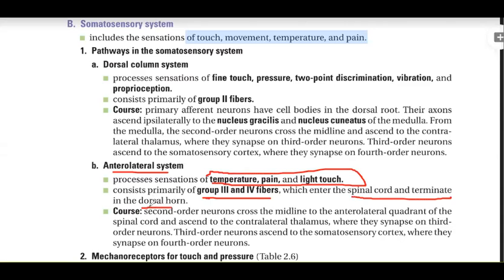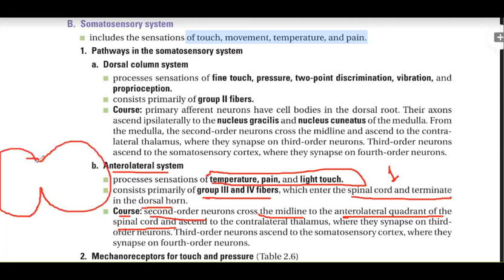Okay, now what is the course? Now this was the first order neuron that was entering the spinal cord and terminating at the dorsal horn. Okay, now the second order neuron crossed the midline, as I show you in the picture, to the anterolateral quadrant of the spinal cord. Anterolateral quadrant.